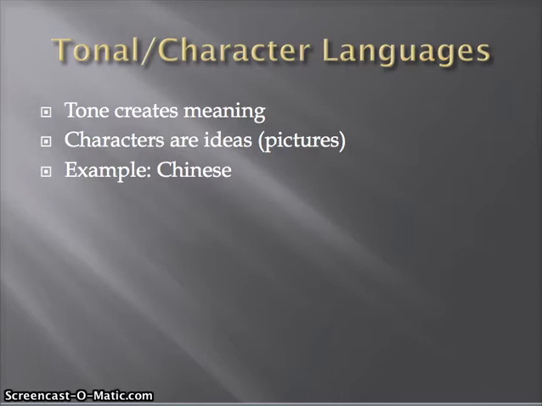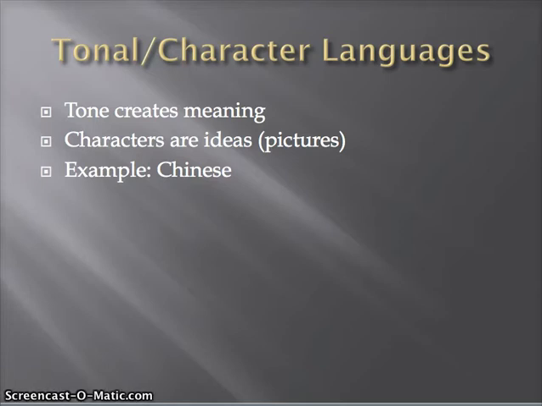Then we can also look at tonal or character-based language. A tonal language is a language where the tone actually can create meaning or change the meaning of a word. So English, for example, will not be considered a tonal language. You can say the word computer, for instance, and it doesn't matter what tone you use to say it. So you can say computer, computer, computer, computer. I used 4 or 5 different tones there.